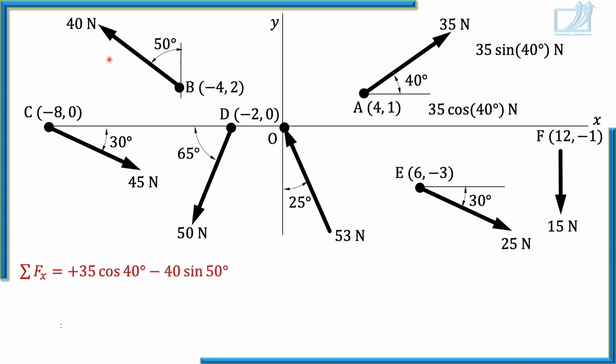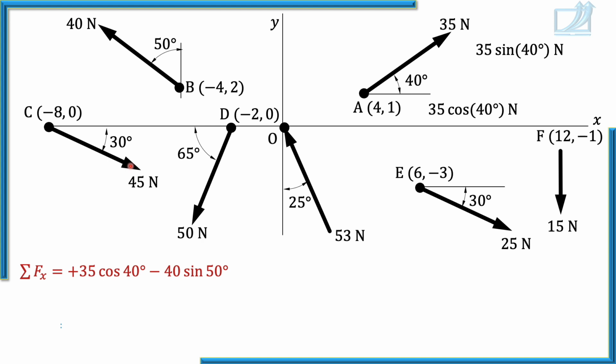40 sin 50. This force is leftwards, that is why negative sign. And we are using angle with y-axis, so its y component must be cos 50, x component is sin 50. So tell me, what is this direction? Rightwards. When I ask you direction, we are writing x component, so tell me only horizontal direction, so rightwards.